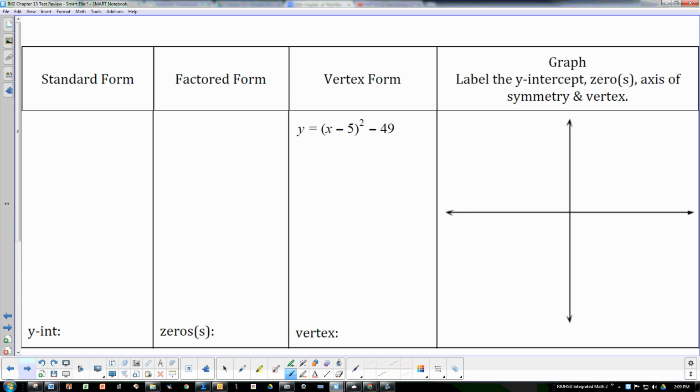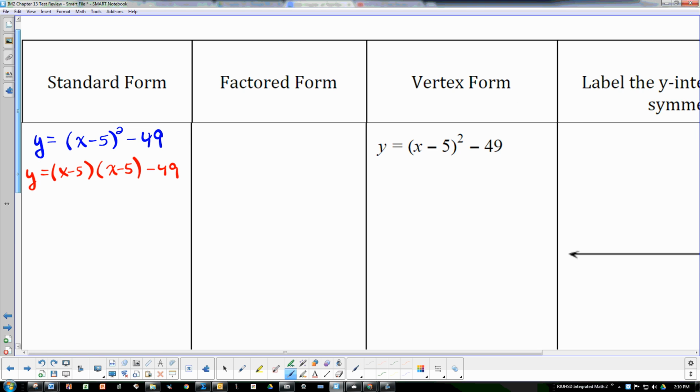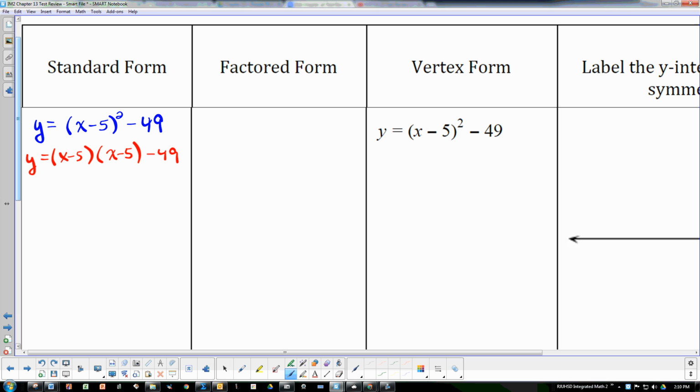Let's go to the next row. We are now starting in vertex form. Let's first take vertex form into standard form. Now, how are we going to do that? Well, watch. So y is equal to x minus 5 all squared minus 49. So this really becomes the following. y is equal to x minus 5, then times x minus 5, and minus 49. Let me zoom in for you. There we go. We are going to distribute.